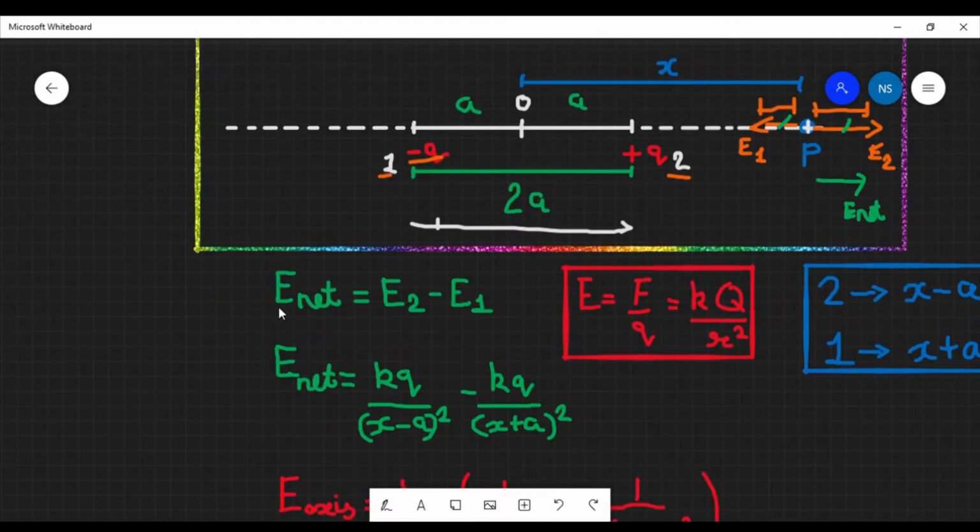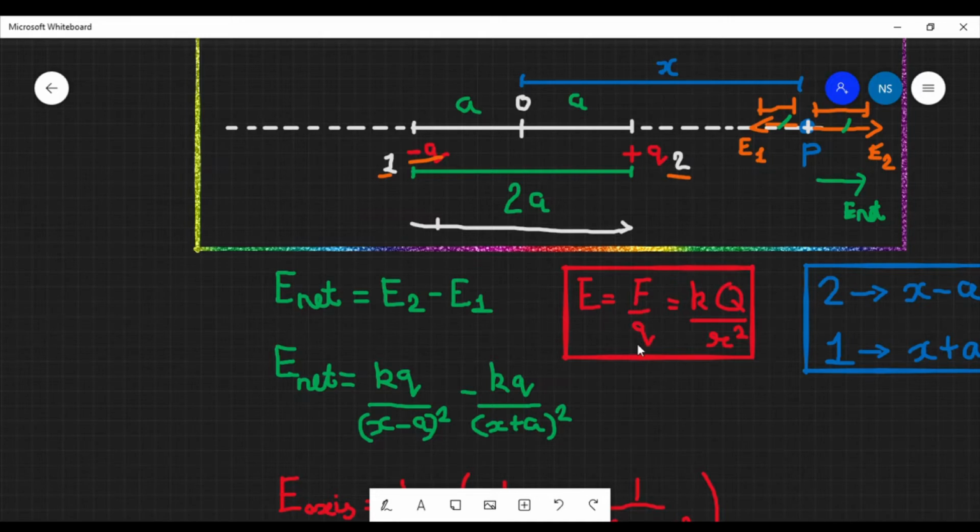So now we see that we are getting the net electric field intensity, that is E2 minus E1. So we'll substitute the formula for electric field intensity. Electric field intensity is force upon charge.